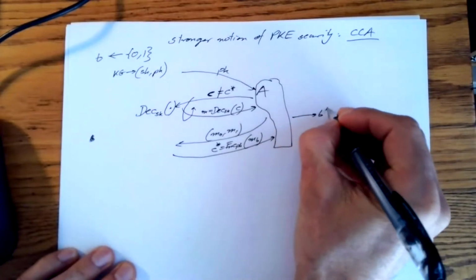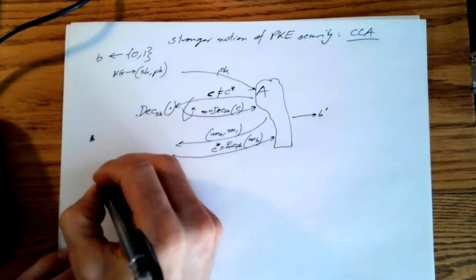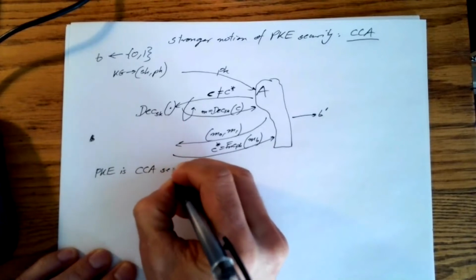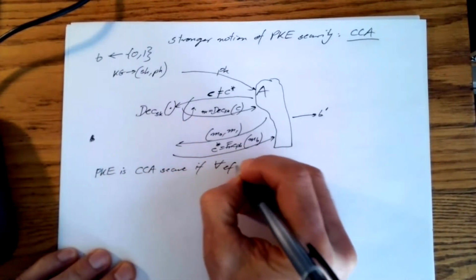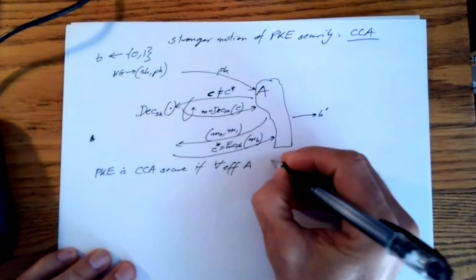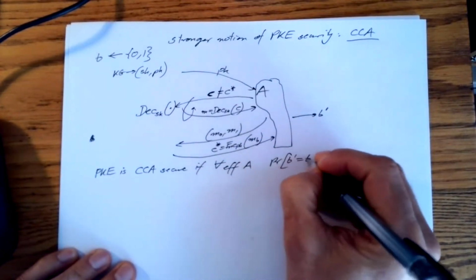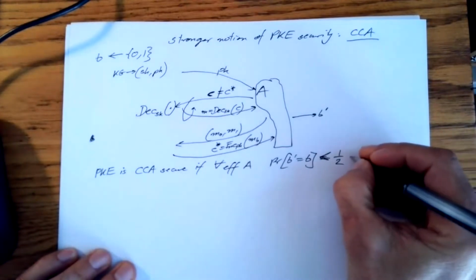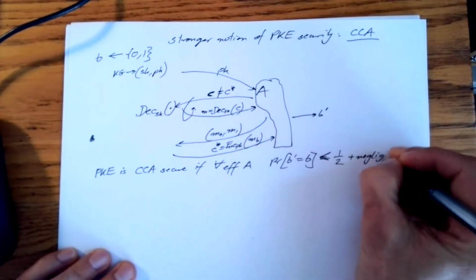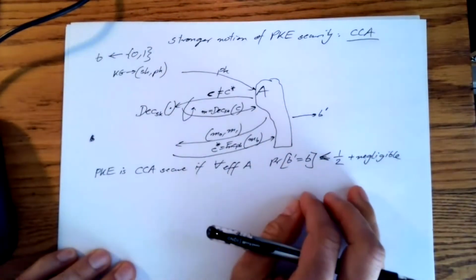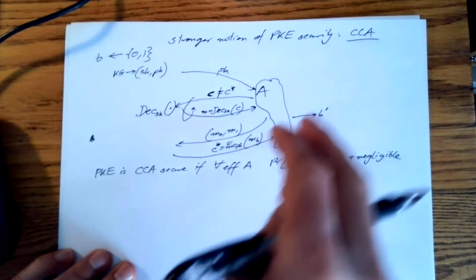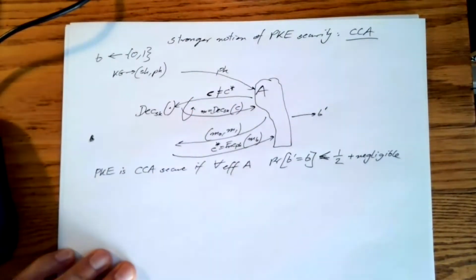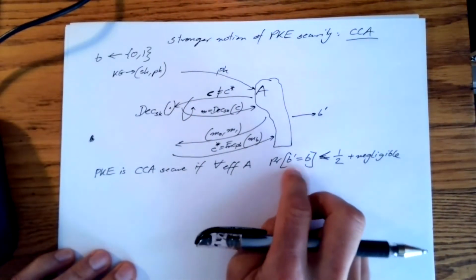Okay, so he decides this bit B prime, and we say in the usual fashion that PKE is CCA secure if for all efficient algorithms A, the probability that B prime is B is at most 1/2, because this is the trivial one, plus a negligible amount, some negligible function of the security parameter. The usual way was to say, given that bit is 0 or given that bit is 1, but you can just make it like this, it's shorter.